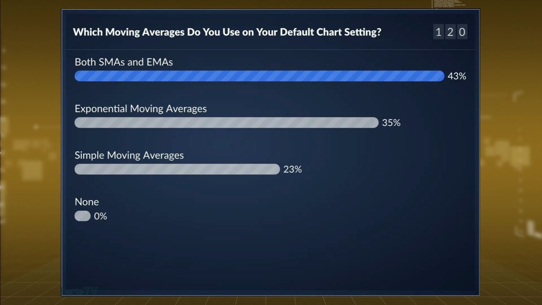I haven't really thought about it, but I would think they would cross quicker and give you signals quicker than the SMAs. So that makes sense to me.